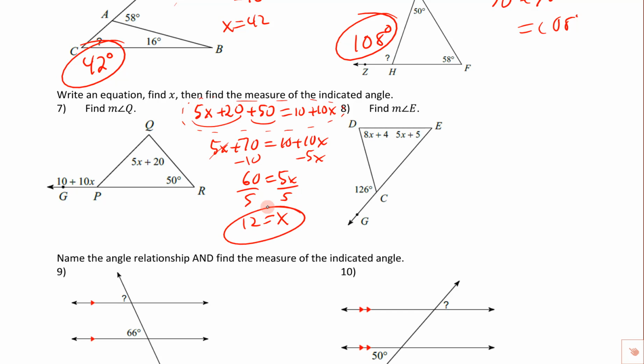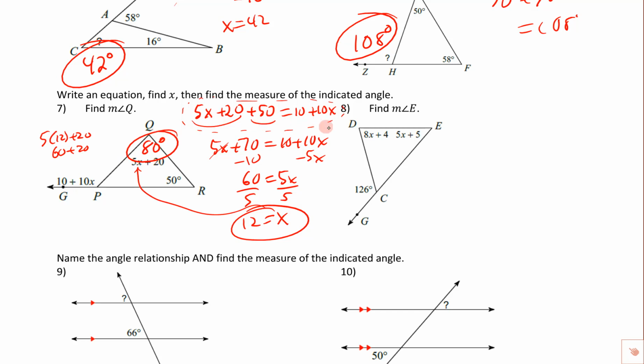So I'm going to circle that. Let's go ahead and put a circle around that. So there's what x is equal to, and then it wants the measure of angle Q. Well, if we want the measure of angle Q, that means we're going to plug it in right here. So that's going to be 5 times 12 plus 20. So that's going to be 60 plus 20. So this is going to be 80 degrees right here.